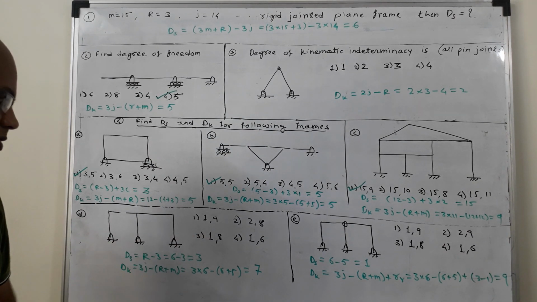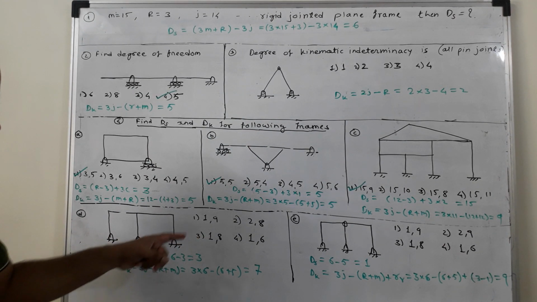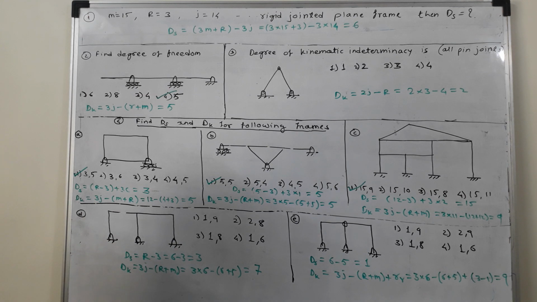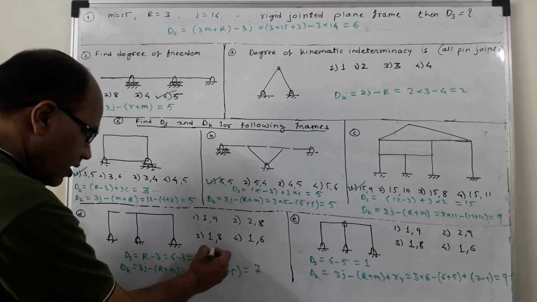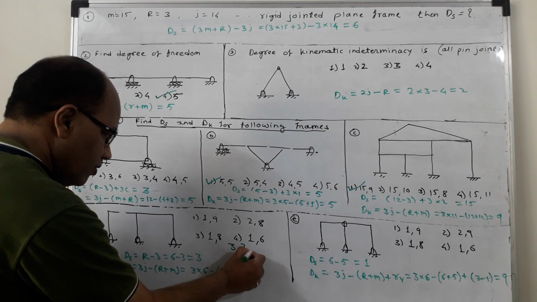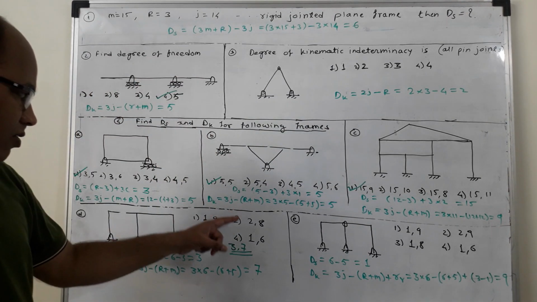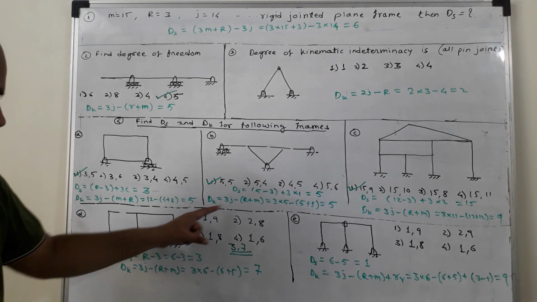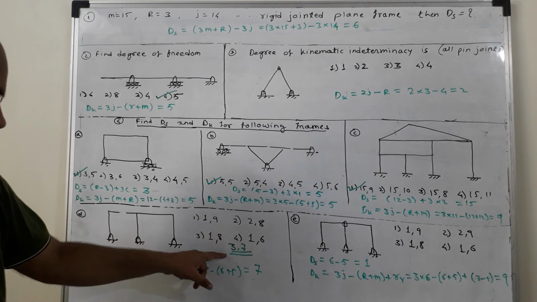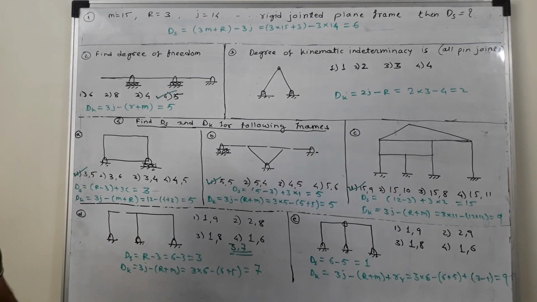So here the correct option is not given by mistake, but the correct option must be 3, 7 over here. So you check whether it is present over there or not, because by mistake I might not have written the correct option over here. Correct option is 3, 7. 3 is ds, 7 is dk.